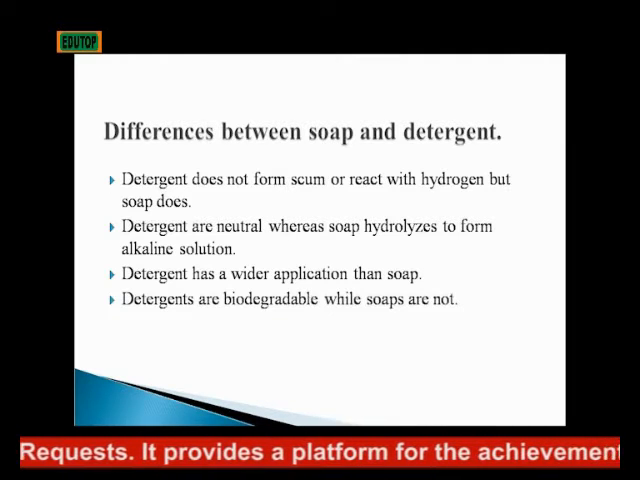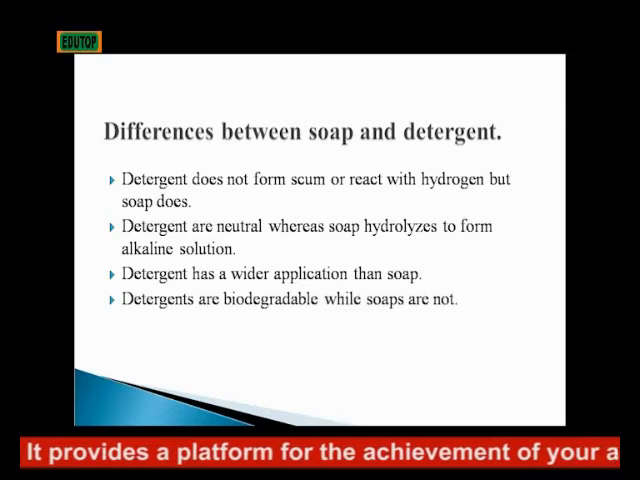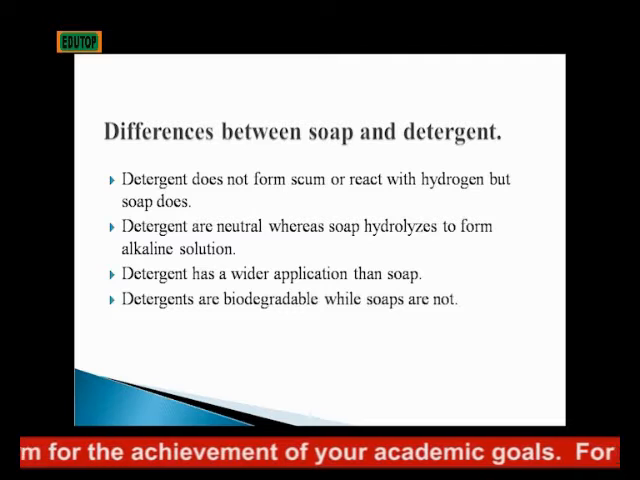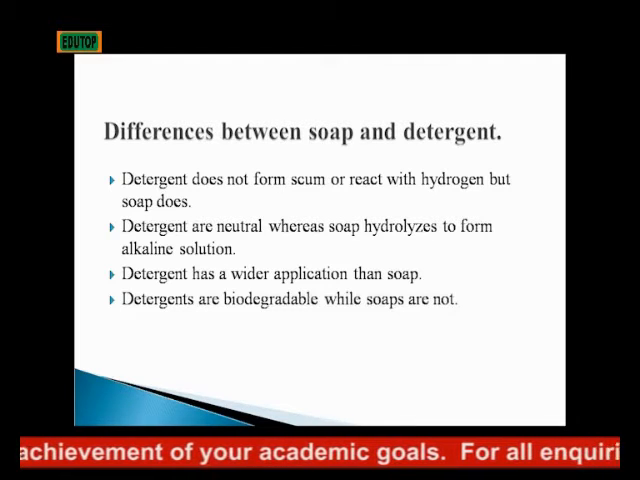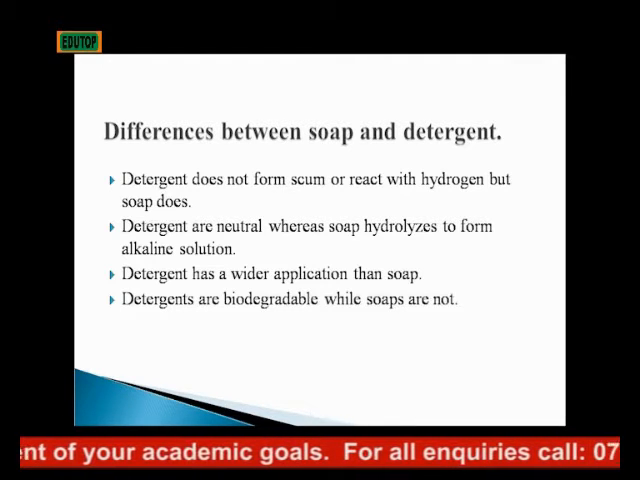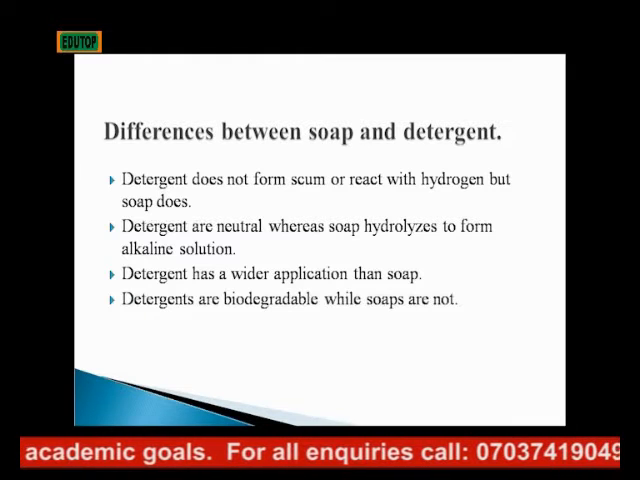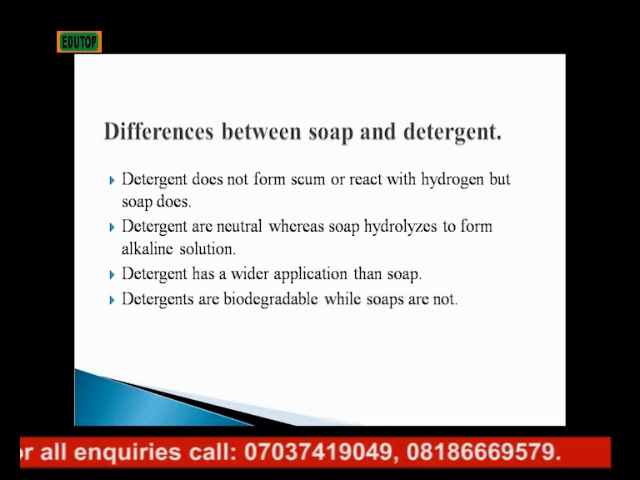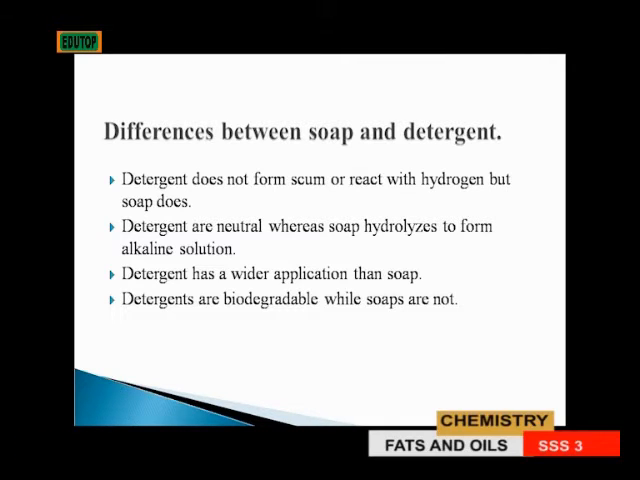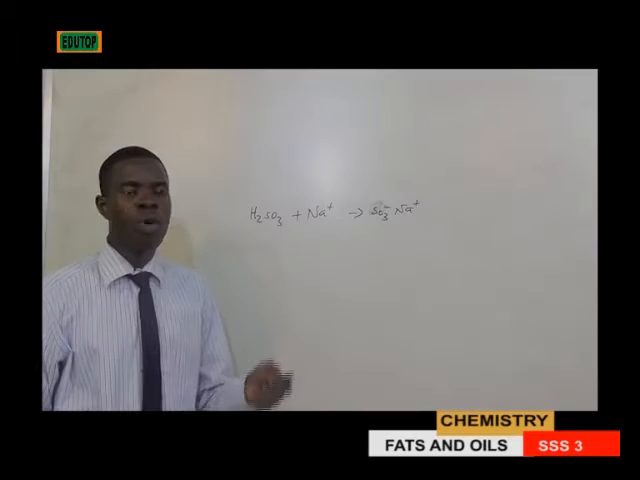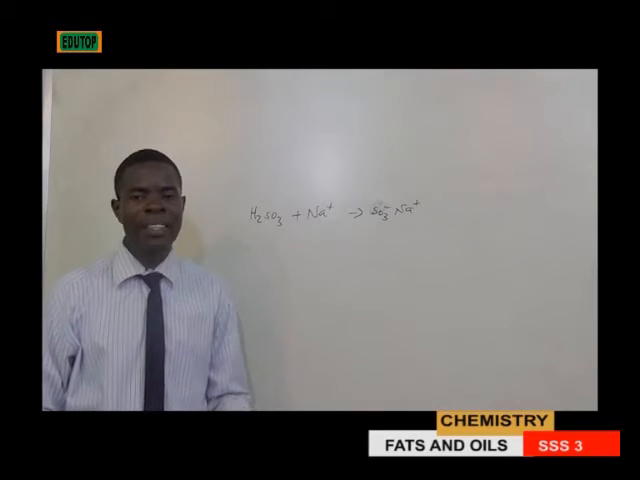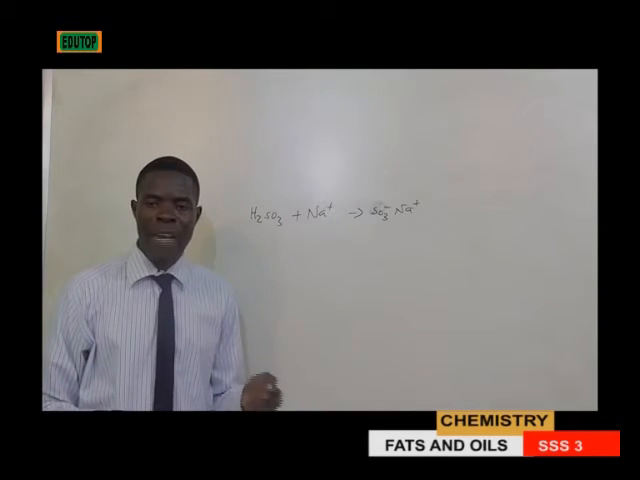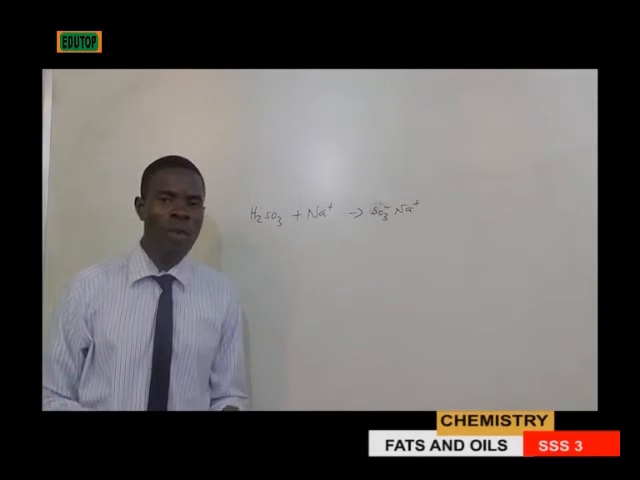Differences between soap and detergent. Detergent does not form scum or react with hard water, but soap does. Detergents are neutral, whereas soap hydrolyzes to form an alkaline solution. Detergent has a wider application than soap. Detergents are biodegradable, while soap is not biodegradable. When they say biodegradable, that means they can be broken down into harmless substances. So that is one of the advantages of detergents over soap.